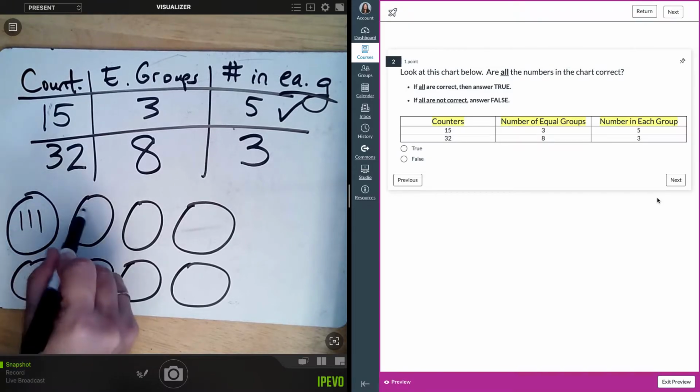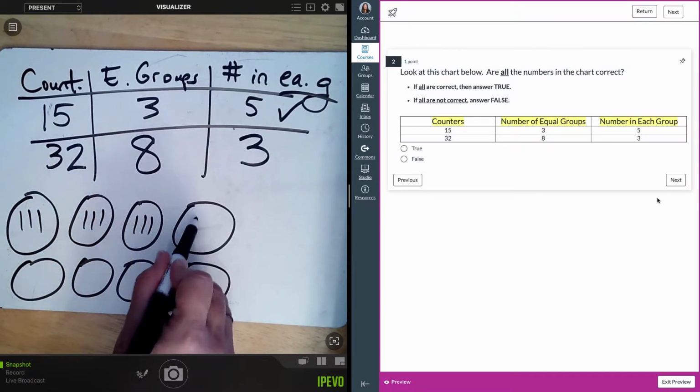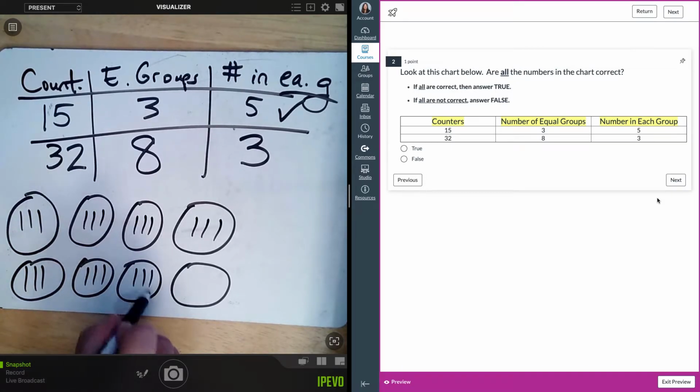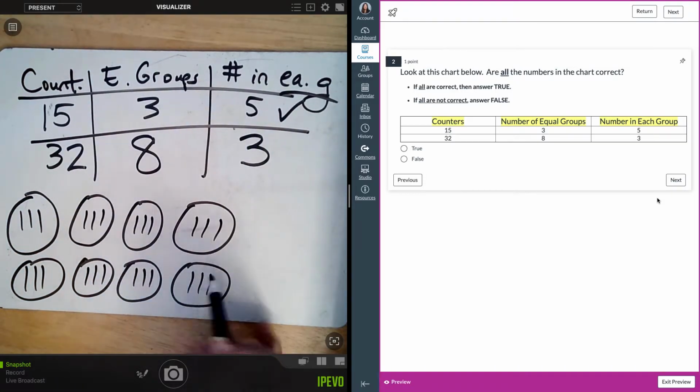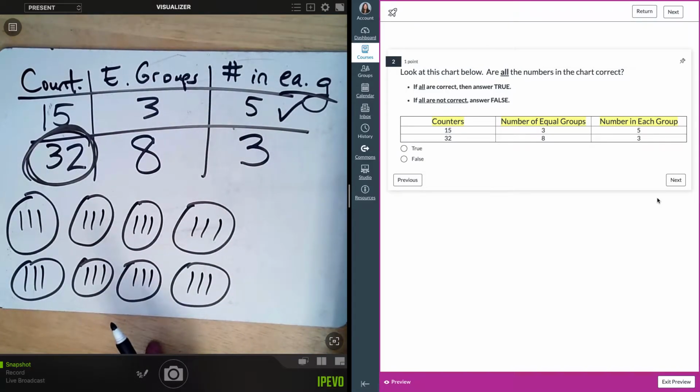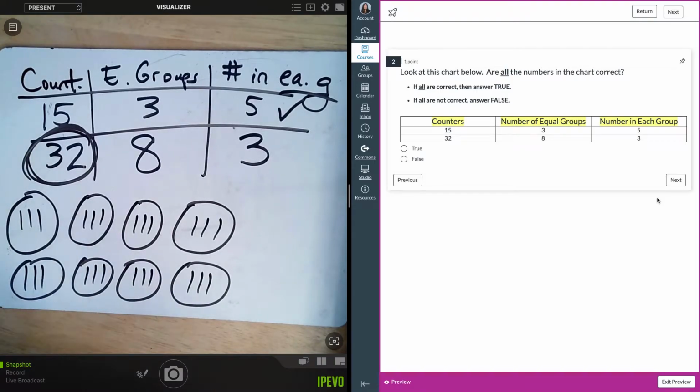1, 2, 3, 4, 5, 6, 7, 8, 9, 10, 11, 12, 13, 14, 15, 16, 17, 18, 19, 20, 21, 22, 23, 24. But I'm supposed to have 32 counters. So that one doesn't work. The first row worked, it was true, but all are not correct, so I have to answer false.